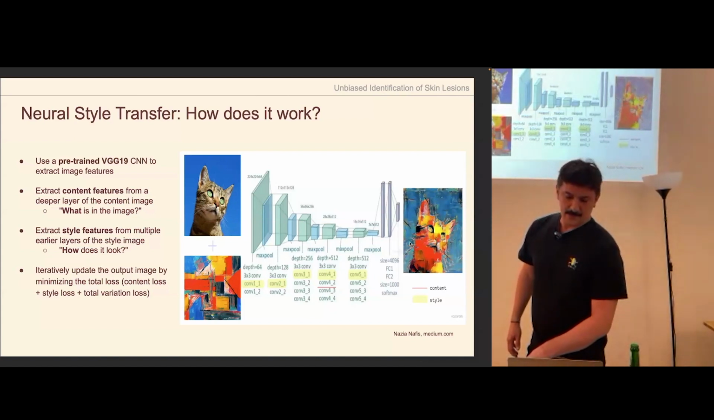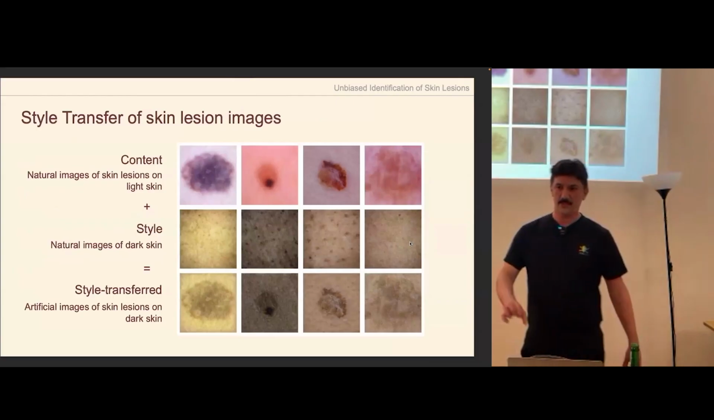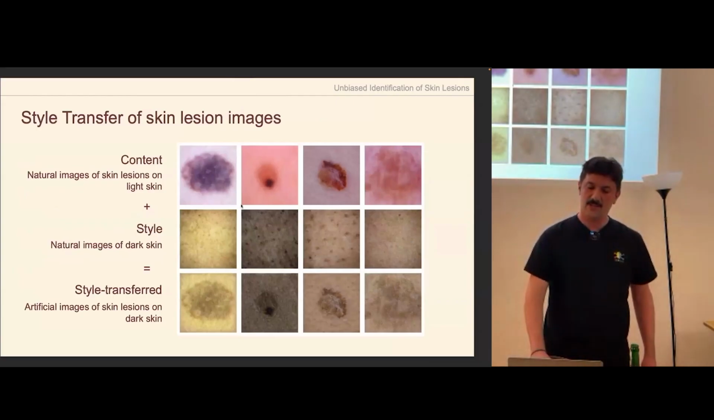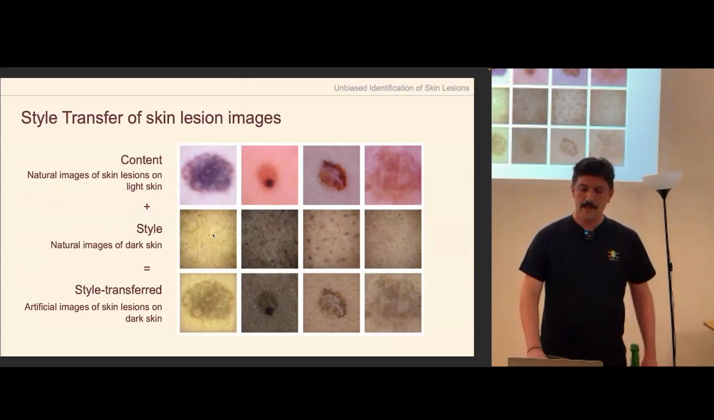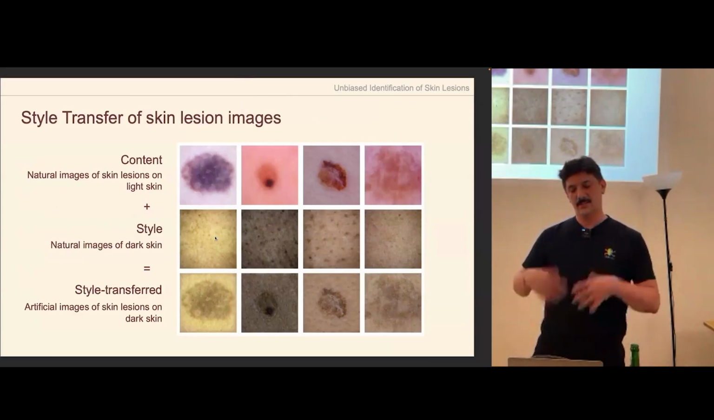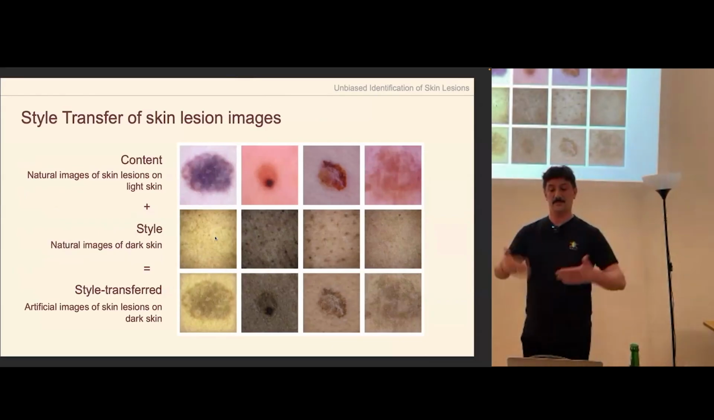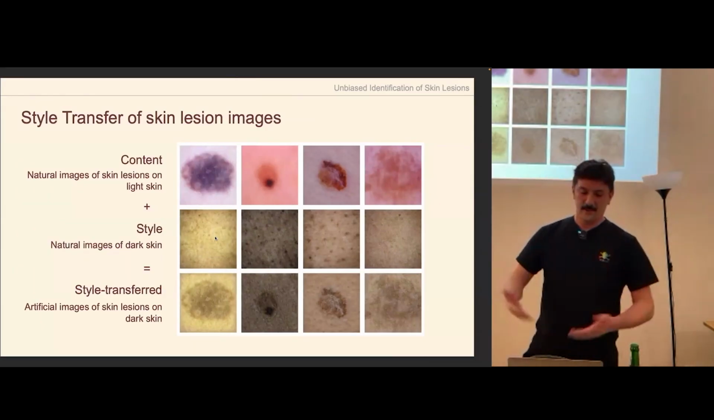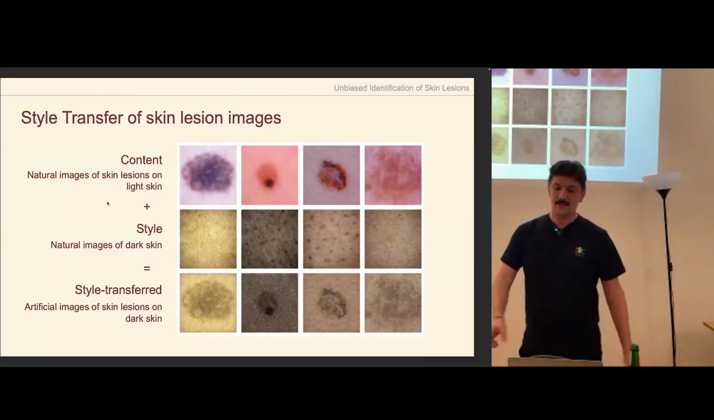This is what I did with the image. First of all, I collected several thousand content images, like skin lesions on light skin, and also, from the same data set, style images. These style images I collected manually. I looked at them, and they were annotated as being from people with dark skin, and they looked like there is no lesion in them. And this is why I use them, so to say, as a style.